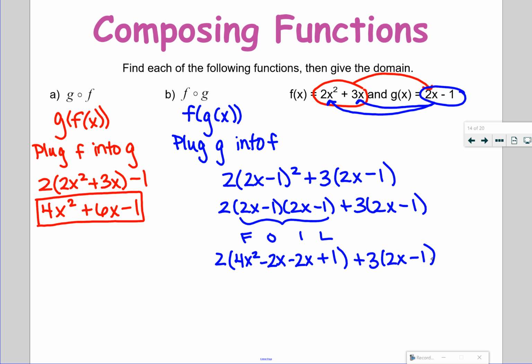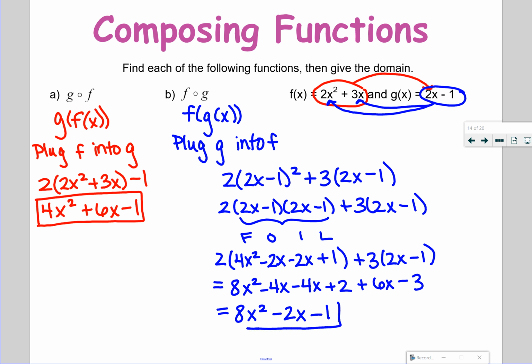In our last two steps, we're going to distribute and combine like terms. If I distribute the 2 in, that gives me 8x squared minus 4x plus 2 plus 6x minus 3. And then combining together like terms, 8x squared. I have negative 4 and a positive 6, which gives me a negative 2x. And then finally 2 and negative 3, which gives me a negative 1. And that's our final answer, our new function created by plugging one into another.